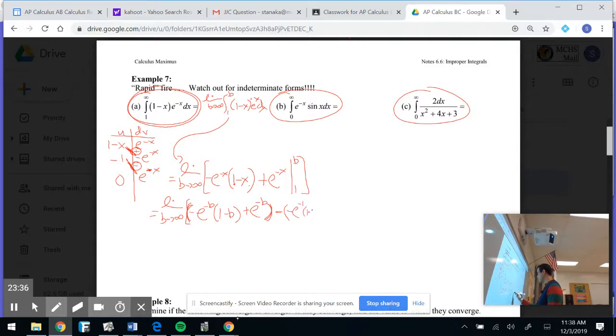Oh, but then 1 minus 1 is 0, so that's going to kind of all go away. But then I get a plus e to the negative 1. Boom. Whoa, that's kind of long. All right, let's use some shortcuts here.